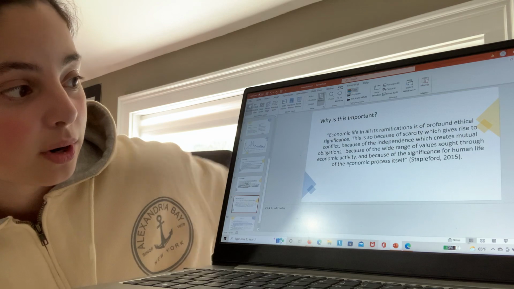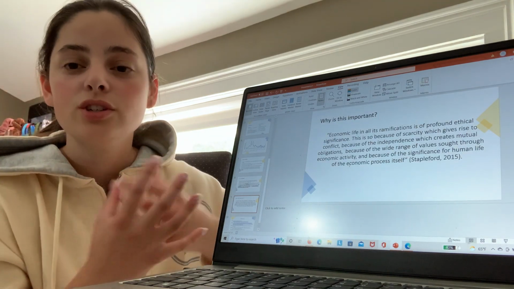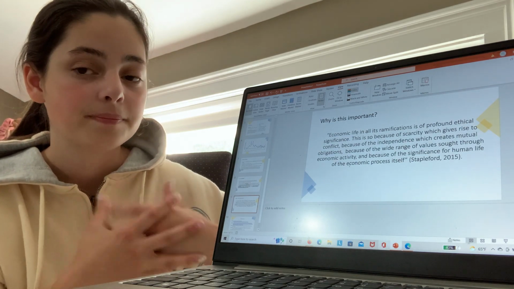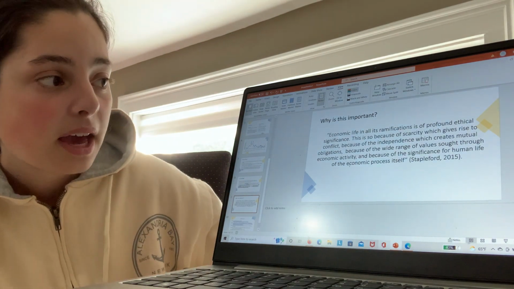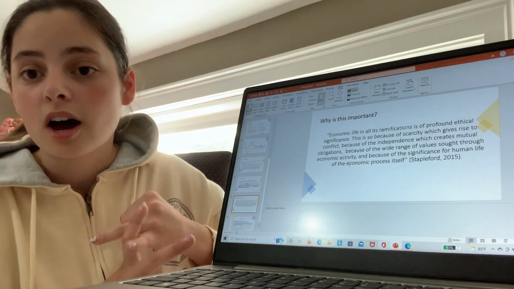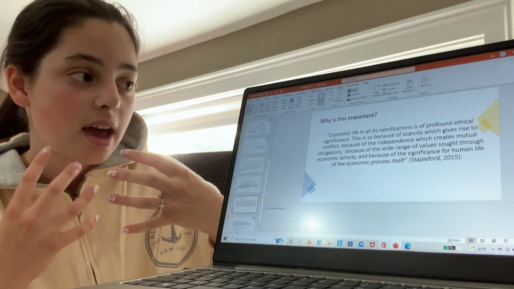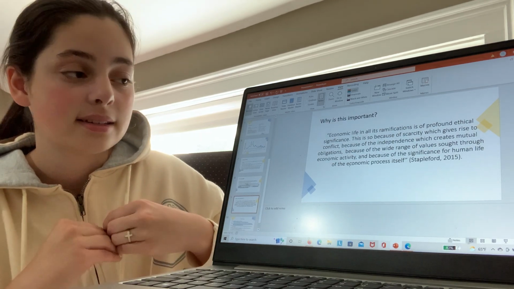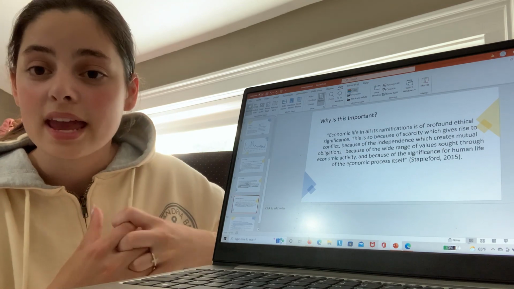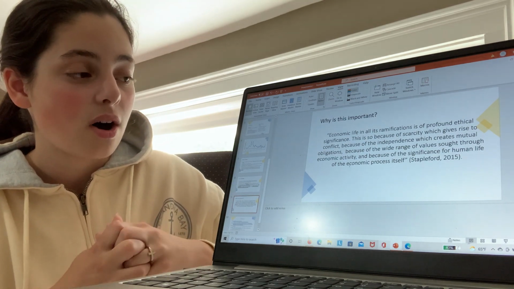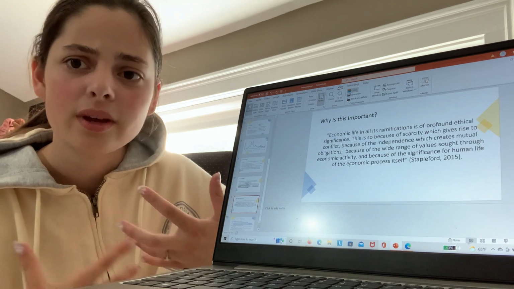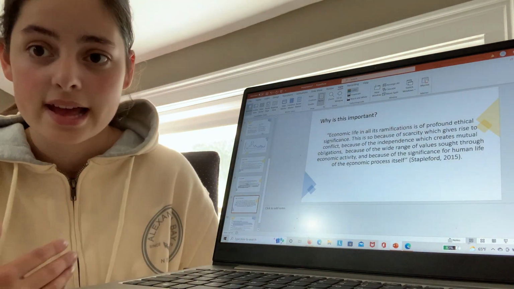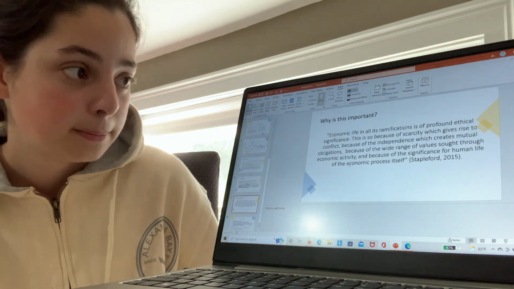by Stapleford. And this just shows how important it is to understand economics in every aspect of your life, because it can lead to such conflicts, because at the end of the day, there's all these things that as humans we need. And so if we're not able to get these resources, it can lead to some arguments, some conflicts, and that is not something that as a nation we want to deal with.